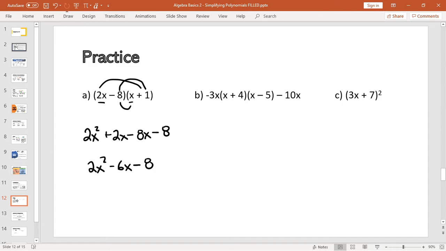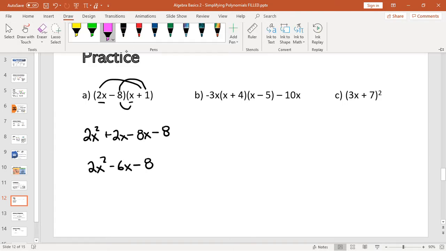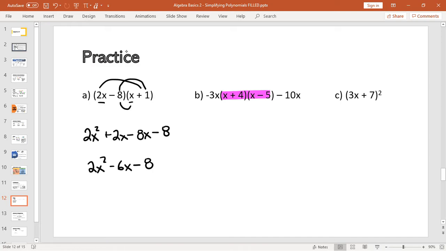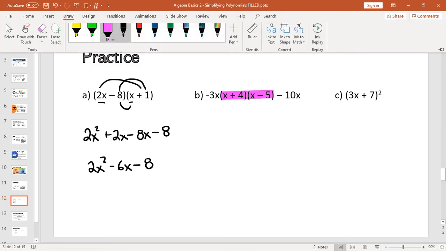For this second one, there's some distribution that can happen, and there's some expansion that can happen. In my experience, the way to not mess it up is to do the expansion first, then do the distribution. If you are determined to do it the other way, go for it. But I just see so many mistakes happen when people do it the other way.